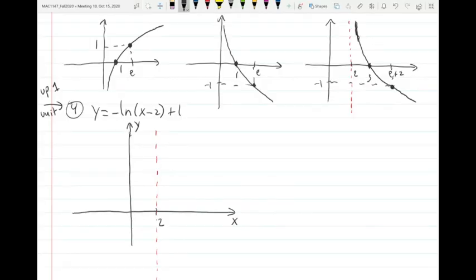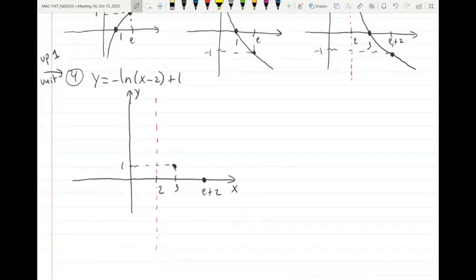So the point (3, 0) now becomes the point (3, 1), right here. And then the point (e + 2, -1) now becomes the x-intercept, right? So we have here e + 2, the point goes up 1 unit, so now it's right here. We got the x-intercept for free, and then we graph the function.